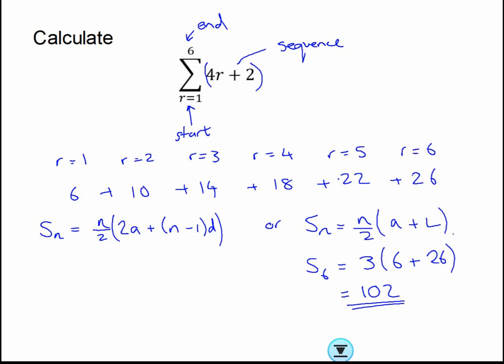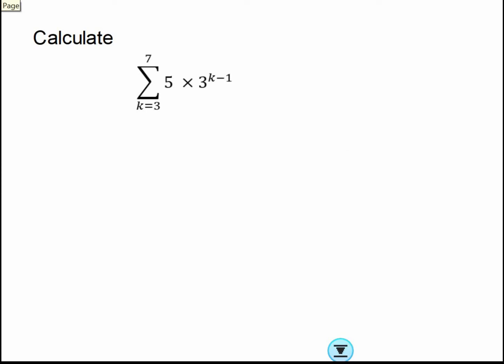The bit you'll go wrong probably is this number here. You might say that's 5 because 6 take away 1 is 5, but just think about it and you'll realise there would be 6 terms there, not 5 terms. Let's have a look at another one. This one looks slightly more complex.